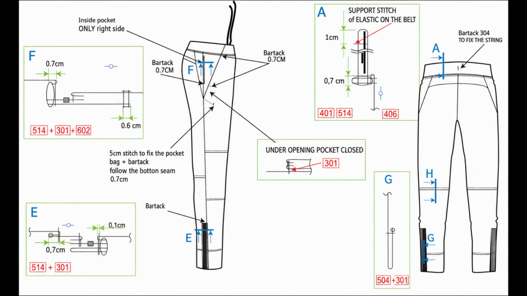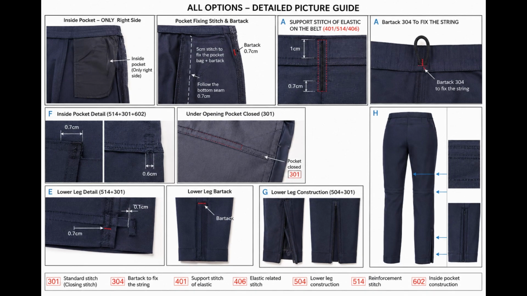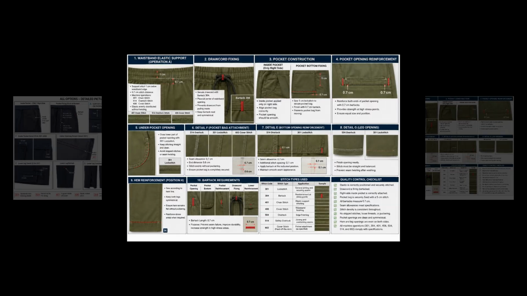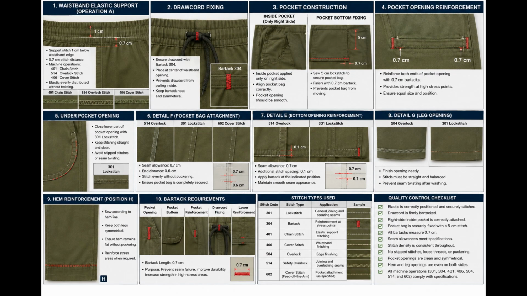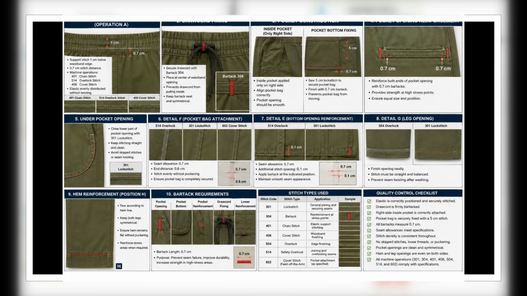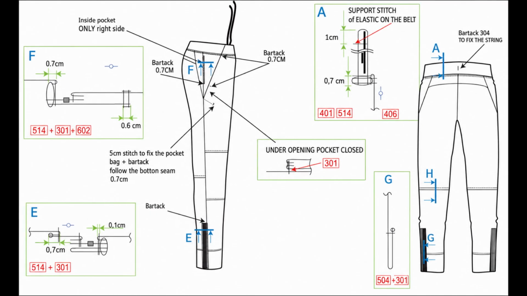Under opening pocket must be completely closed. Elastic must be securely supported on the waistband. Maintain the indicated 1 cm and 0.7 cm measurements in detail A. Bar tack 304 must securely fix the fish string. Lower leg reinforcement must follow details E and G. Maintain the specified 0.7 cm and 0.1 cm positions.